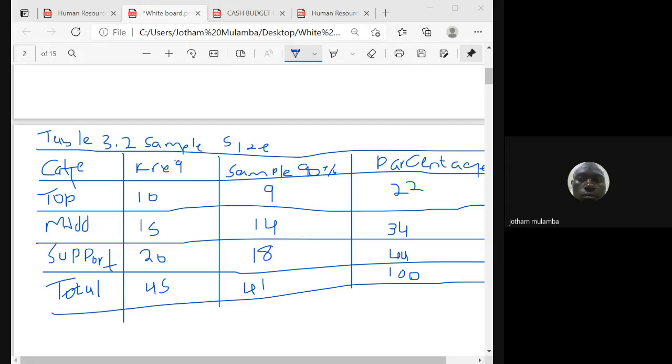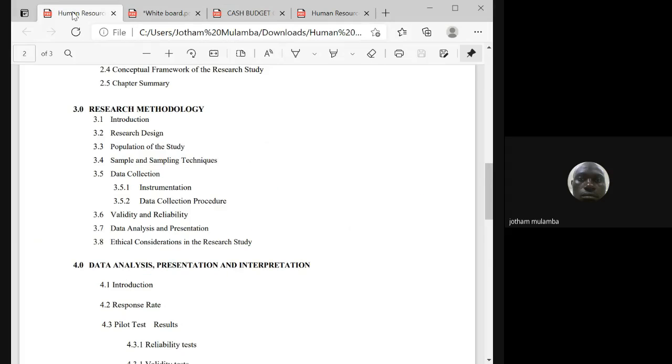So we progress. Now we have presented sample size. So you go to the next one. That's 3.5, data collection. And data collection is divided into two. One, we have 3.5.1 instrumentation. Now, for us to discuss that, let's first look at the methods of data collection that you know of.